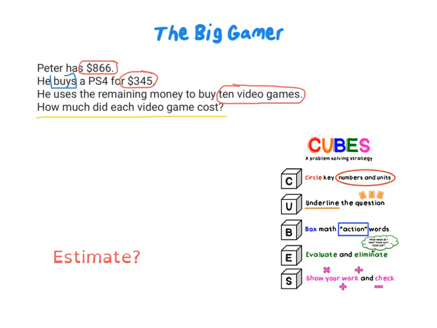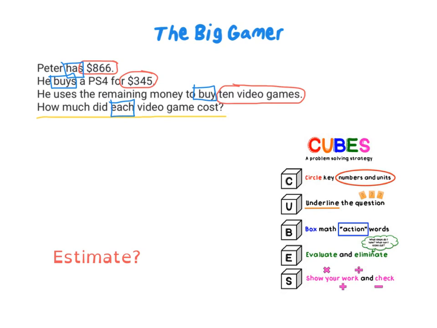So buy something means he's spending money. This is what he has. He uses the remaining money, that's his change, and he's going to buy video games. And then how much did each, there's that word each again, which tells me I'm going to have some multiplication or division going on.